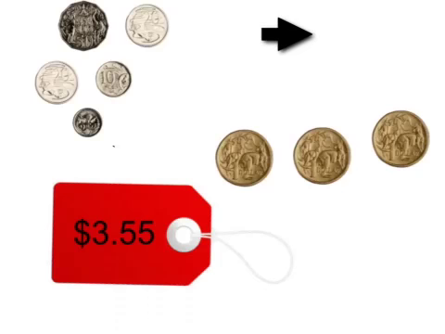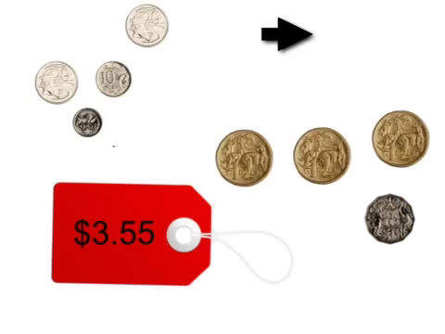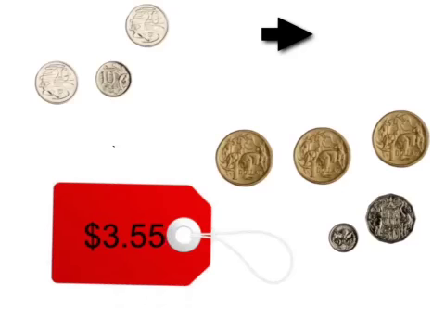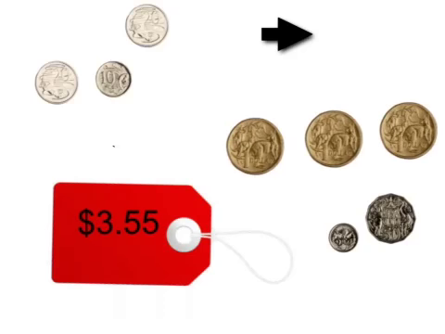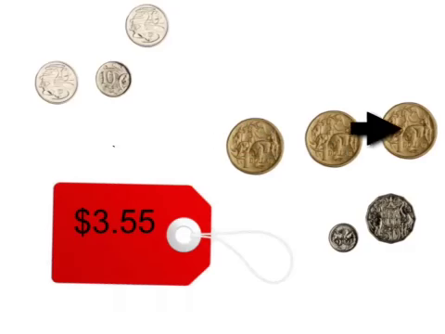Alright, how do we do that? Okay, easy. Let's get this. Let's get this. So, there it is. At our disposal, we have $3.55. There it is right there. We have 3 $1 coins, a 50 cent, and a 5 cent.